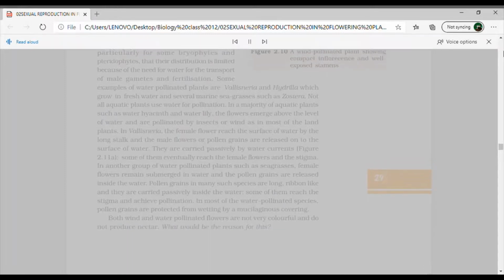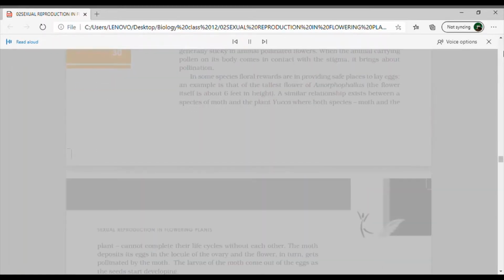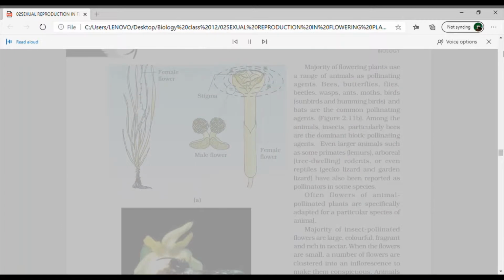Figure 2.10, a wind-pollinated plant showing compact inflorescence and well-exposed stamens. Majority of flowering plants use a range of animals as pollinating agents. Bees, butterflies, flies, beetles, wasps, ants, moths, birds, sunbirds and hummingbirds, and bats are the common pollinating agents.